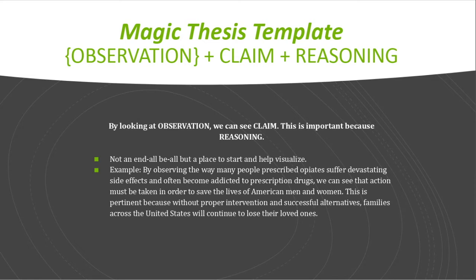But you always want to make sure that within your thesis, within the claim and the reasoning, those three things that I said earlier are clear. The what: what are we talking about? The why: why are we talking about this? And the how: how will we talk about this? I find that this knocks those three out. And this is my favorite way to put these three things into order for an initial visualization: by looking at observation, we can see claim. This is important because reasoning.